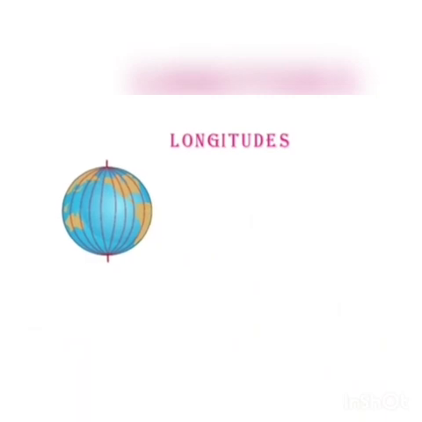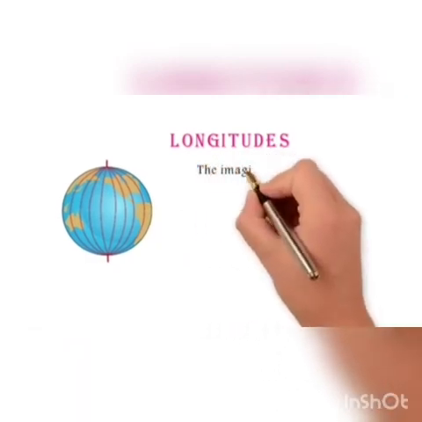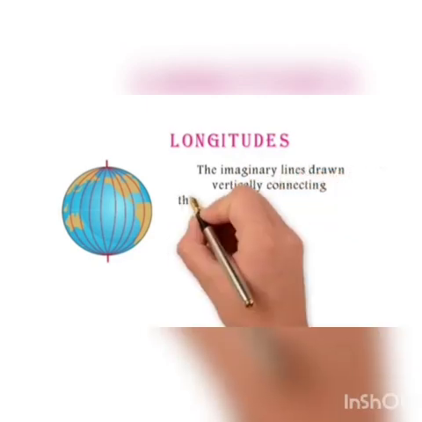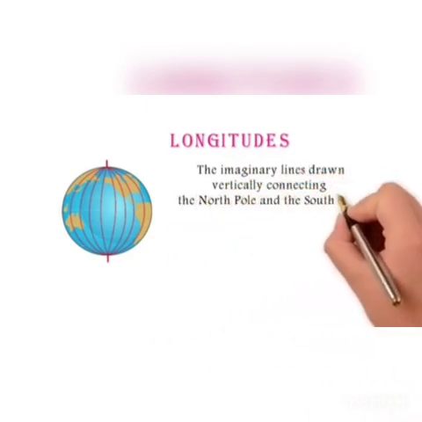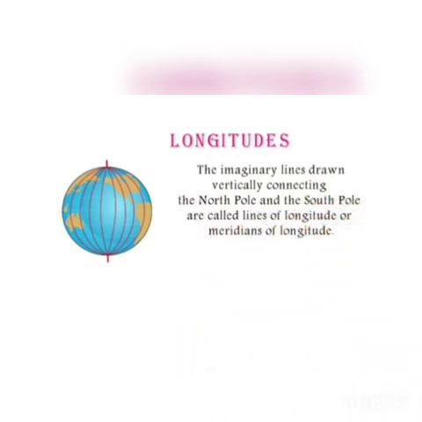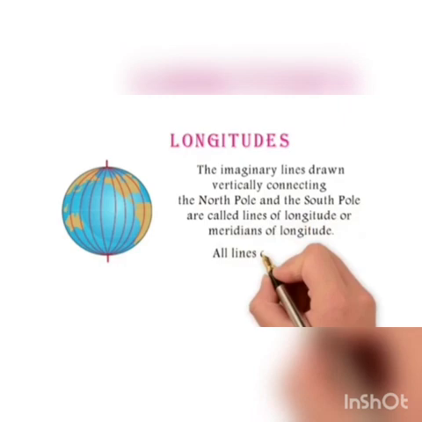Longitudes. Imaginary lines drawn vertically connecting the North Pole and the South Pole are called lines of longitude or meridians of longitude. All lines of longitude are semicircles.